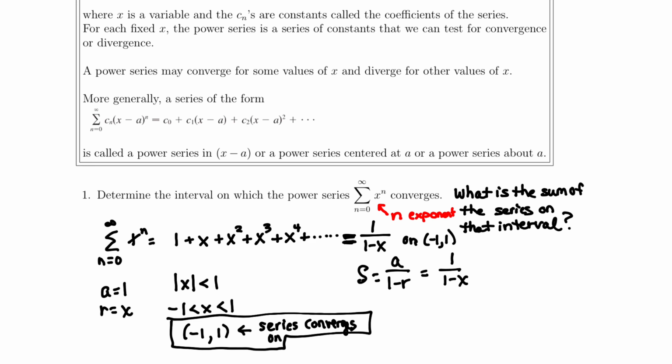I'm going to show you what that means. I'm going to write this down. So we've got 1 over 1 minus x. That's my sum. And I have the infinite polynomial, 1 plus x plus x squared plus x cubed. And what we've just done is said that that infinite polynomial, that power series, equals this guy on the interval from -1 to 1. So let's picture that.